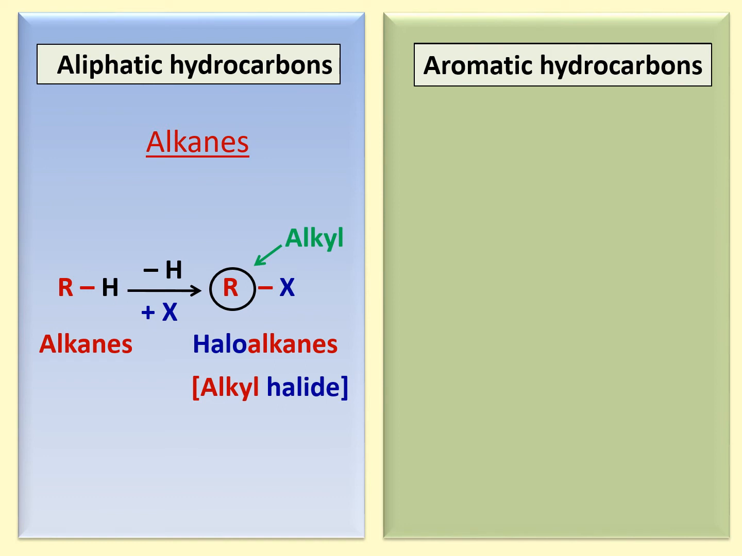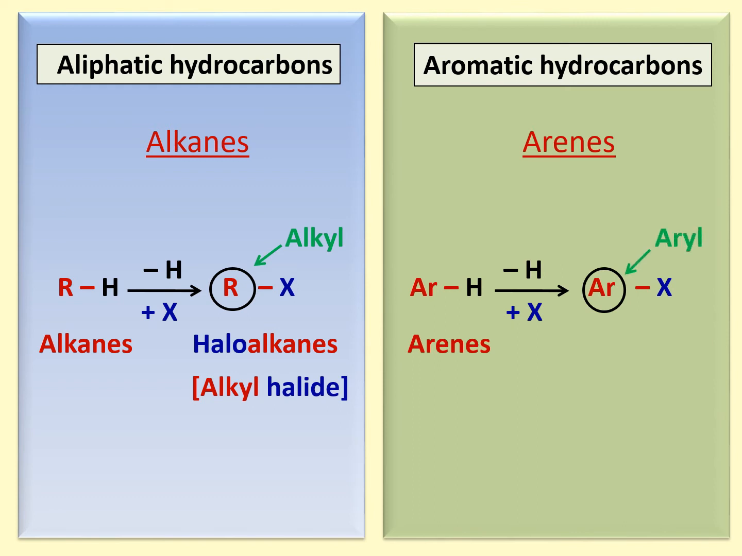Similarly, when one or more hydrogen atoms of an aromatic hydrocarbon, that is an arene, are replaced by halogen atoms, haloarenes are formed. Ar is called aryl group. Haloarenes are commonly called as aryl halides.